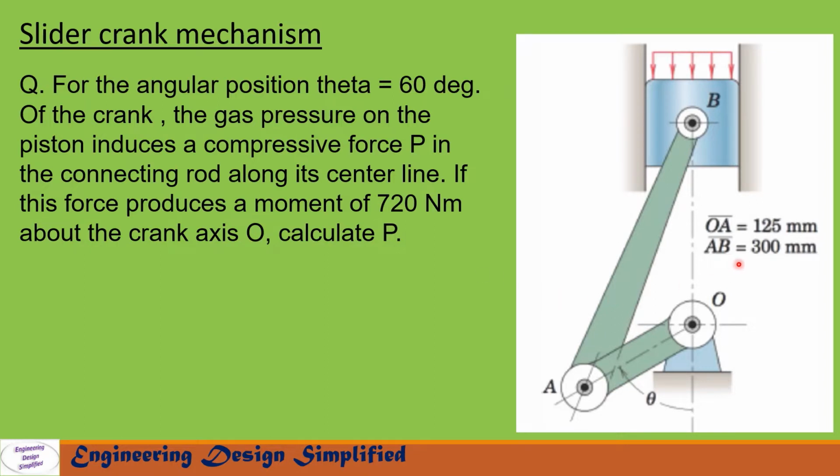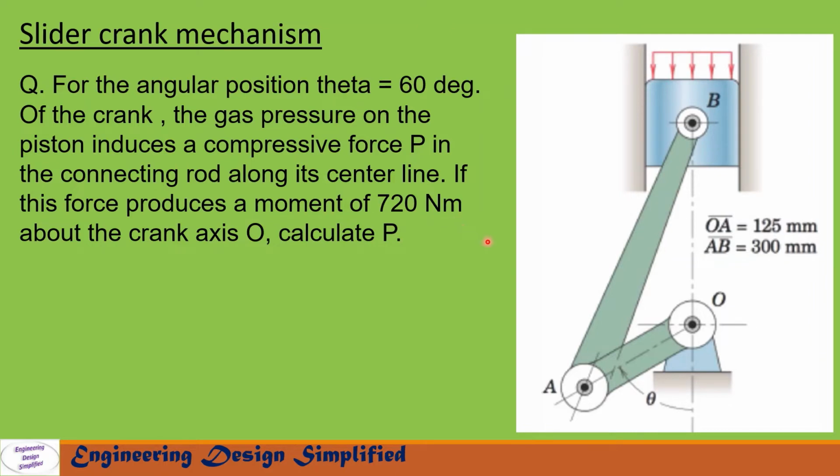In this problem, given is a vertical slider crank mechanism. This link OA is the crank and the angle between the vertical line and the crank is theta. The length of this crank is 125 millimeter and this link AB is the coupler and its length is 300 millimeter. There is a gas pressure applied on the piston. This pressure will produce a force P along the center line of this coupler link AB. This force P will induce a moment of 720 Newton meter about O on this crank. In this problem we need to find the P required to produce this 720 Newton meter.